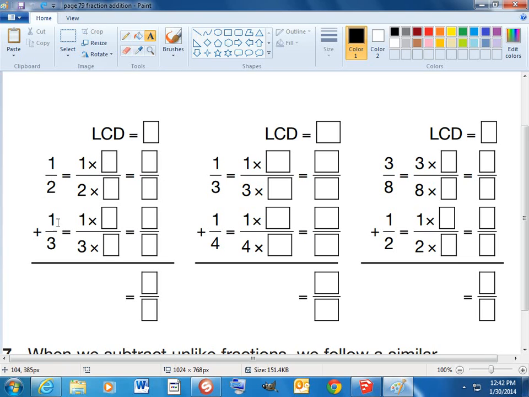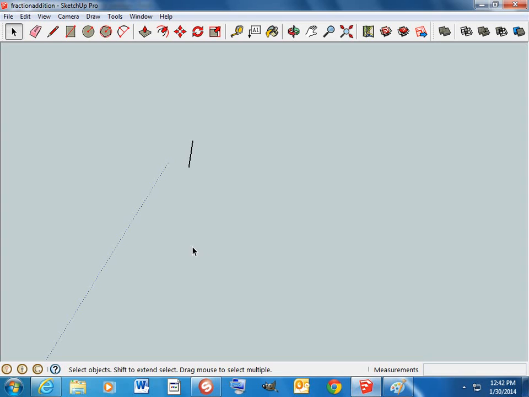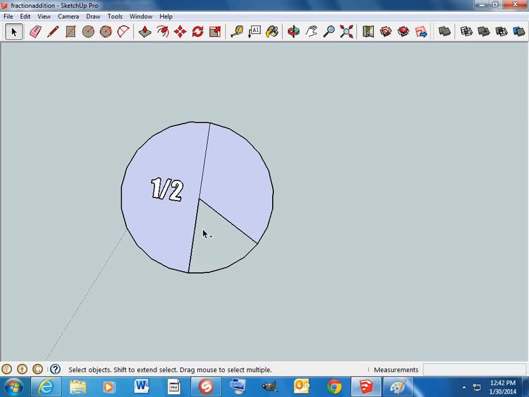Before we start, we have 1/2 and 1/3. Let's take a look at what that looks like in SketchUp. I'm going to zoom in a little bit. You can see a line. That's going to be the radius of the circle. And watch what happens. I'm building a circle. I've made it, cut it in half, and I'm labeling it. And there's 1/2 plus 1/3. I'm even going to color them different colors. I've done all this in advance, and I'm just redoing the steps I did before, so it's going to go very quickly.